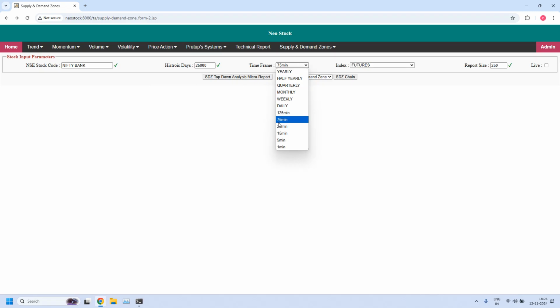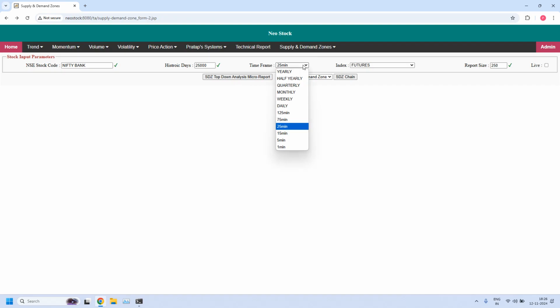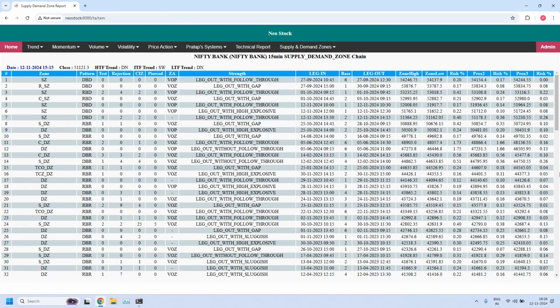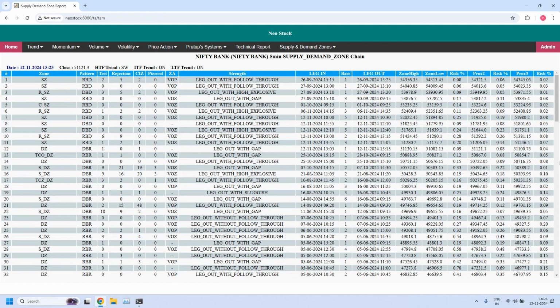Next time frame is 25 minutes, generating the 25 minute supply demand zone chain for BANKNIFTY. Next time frame is 15 minutes, generating the 15 minute supply demand zone chain for BANKNIFTY. And the last time frame is 5 minutes, generating the 5-minute supply demand zone chain for Bank Nifty. So with this we have completed the Bank Nifty supply demand zone chain.